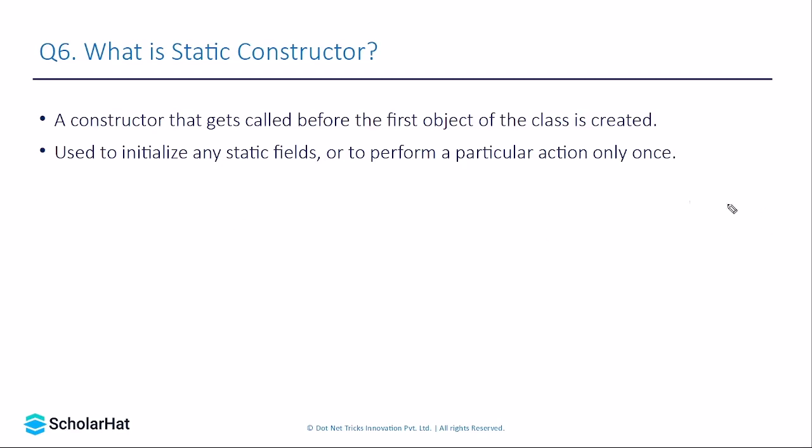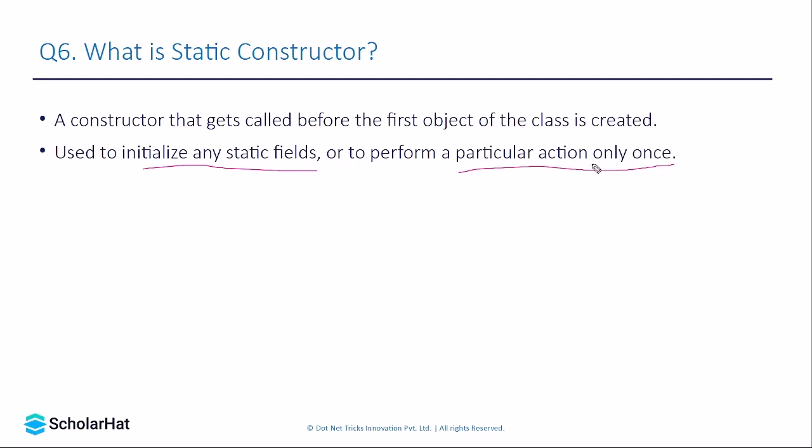Now please pay attention to this line. A static constructor can be called only once. If you create multiple objects of the same class, the static constructor will be invoked the first time, and for the rest of the time only the default constructor will be invoked. It is used to initialize any static field. So this can be asked in an interview, like what is the practical use case of a static constructor? You can say that it is used to initialize a static field.